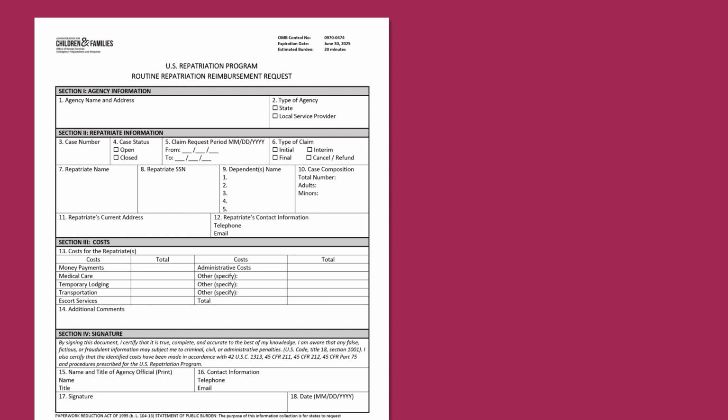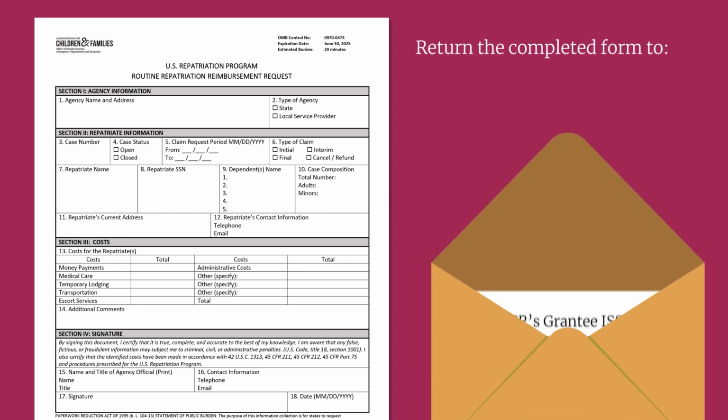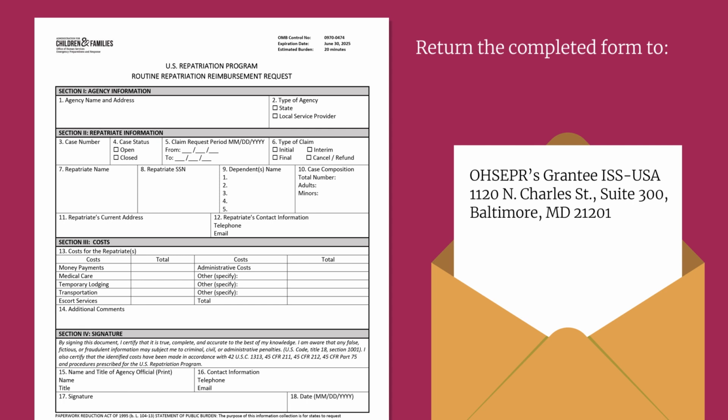After you complete, sign, and date the form, send the reimbursement request form and any supporting documentation to OHSEPR's grantee, ISS USA, at 1120 North Charles Street, Suite 300, Baltimore, Maryland, 21201.